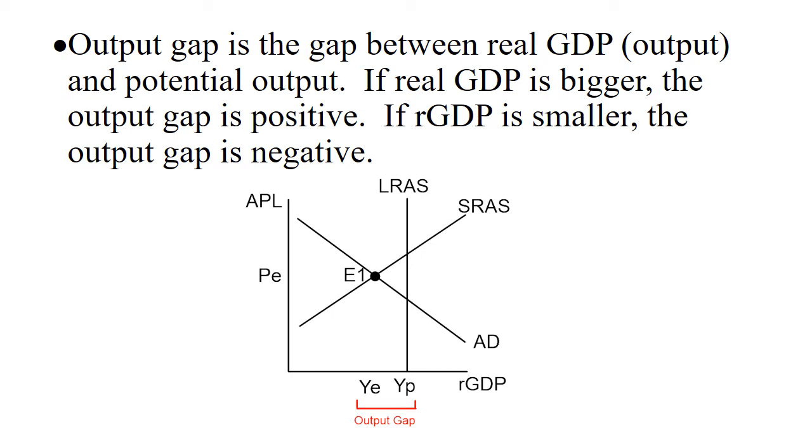So on the ADAS model, just to remind you how we would label all these things, our current output is YE, and our potential output is YP. We've been labeling these things for months now, but we're going to use these two things and measure them. We will subtract the difference. If the real GDP is bigger than our potential, we have a positive gap. So you can see in this case, our real GDP, our output, is smaller, it's to the left, it's less than our potential. So our output gap is negative.